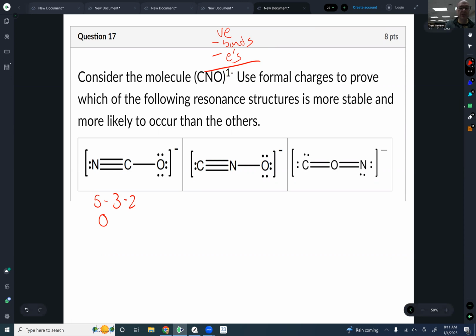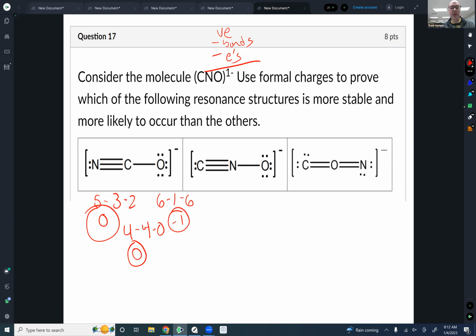Now we'll do it for carbon. Carbon has 4 valence electrons. It has 4 bonds, and it has 0 free electrons. 4 minus 4 gives us 0. And then the oxygen is 6 minus a single bond minus 6. That equals a -1. All right, well, that's coincidental because that's what it should be, a -1. So that's where the charge is.